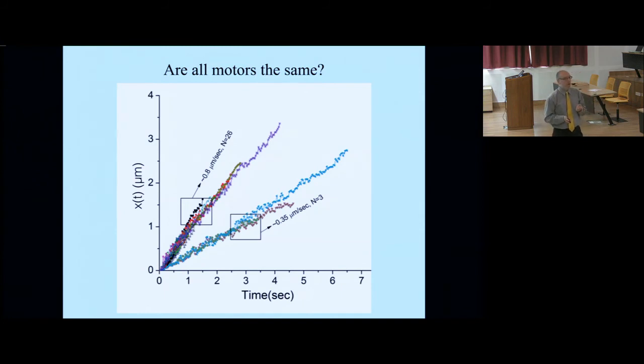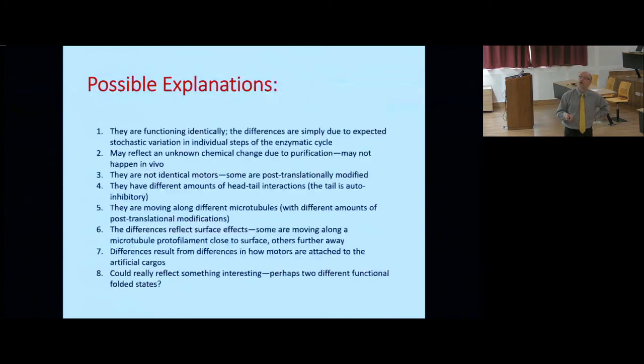Seems like. Or at least the transition, if it occurs, is over a time scale that is different from the experimental times that we look at. Okay, so there could be different chemical changes due to purification. It might not happen in vivo. They might not be identical. They could be post-translationally modified. They might have different amounts of head-tail interaction since the tail is auto-inhibitory. They could be moving along different microtubules with different amounts of post-translational modifications.